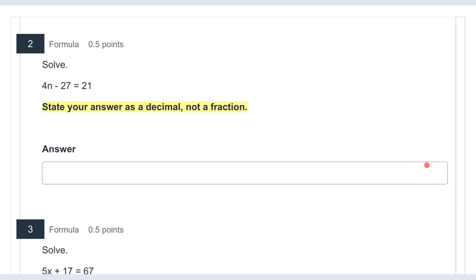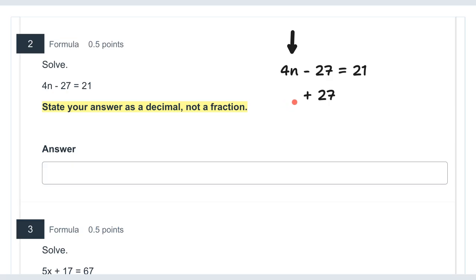Number 2, we're going to solve 4n minus 27 equals 21. On the left side here, we want to get that n by itself. So the first thing we're going to do is the order of operations backwards. In building this, the multiplication of 4 times n came first, and then 27 was subtracted from the result. So to undo that, we need to start by adding 27 to the left-hand side.